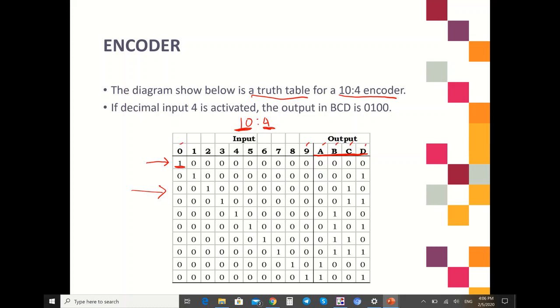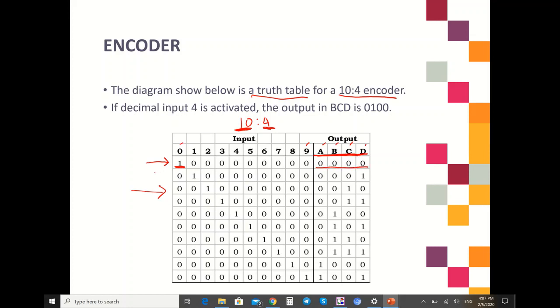What about the other values, 1, 2, until 9? You need to put 0 for all the other values, because at one time only one input can be activated. And after you activate 0, what happens to the output? You need to convert 0 to binary. So 0 in binary is 0000.